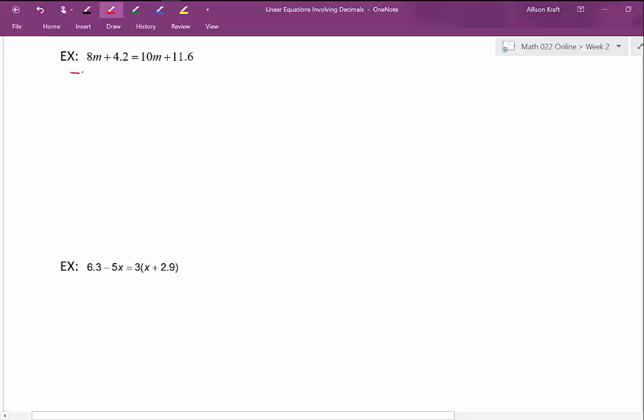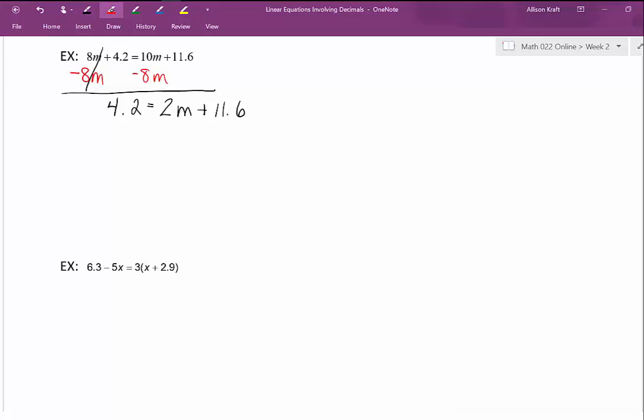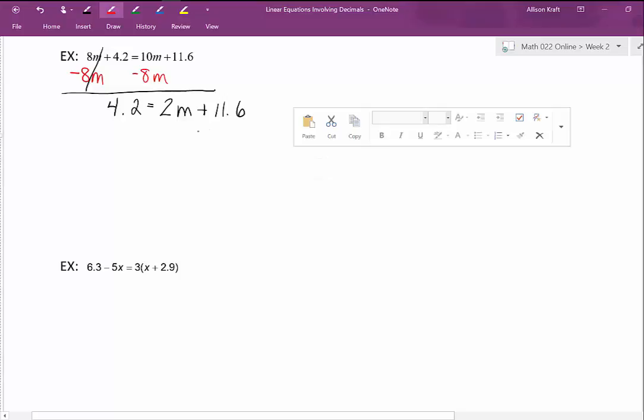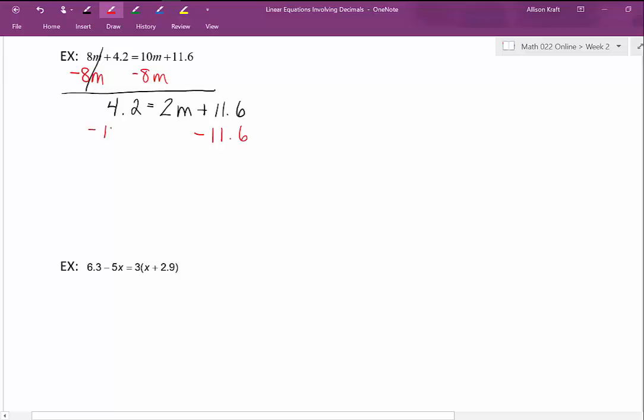It's a positive 8m, so I'm going to subtract 8m from both sides of the equation. The 8m's on the left cancel out. We have 4.2 is equal to 2m plus 11.6. Now that all of our variable terms are collected on the right, we need to move our constant terms to the left. To eliminate this positive 11.6, I'm going to subtract 11.6 from both sides. The 11.6's cancel out on the right, leaving me with just 2m. And on the left, we get negative 7.4.